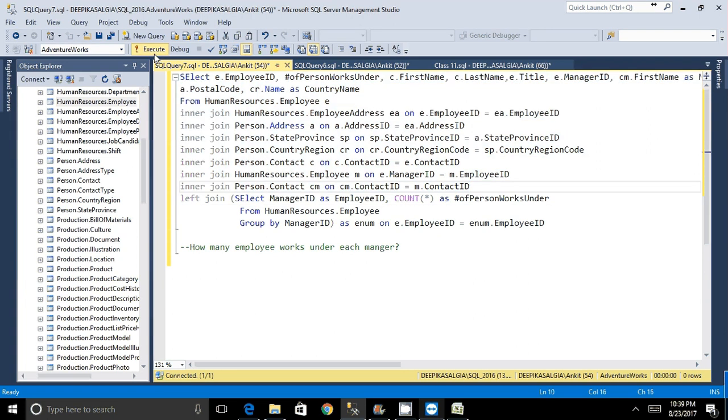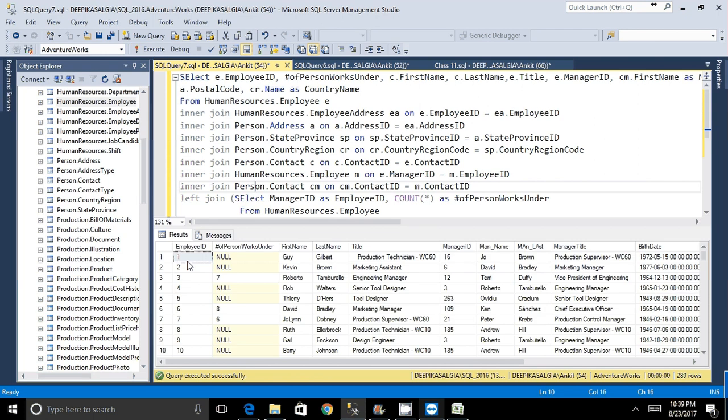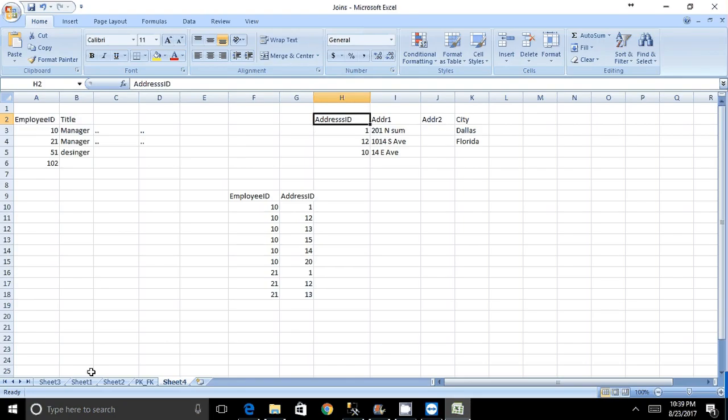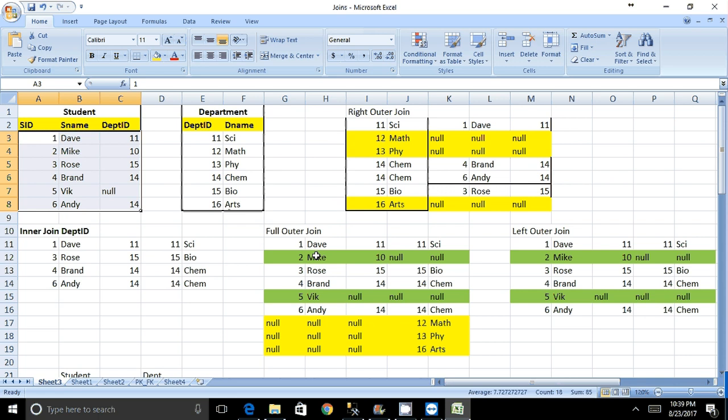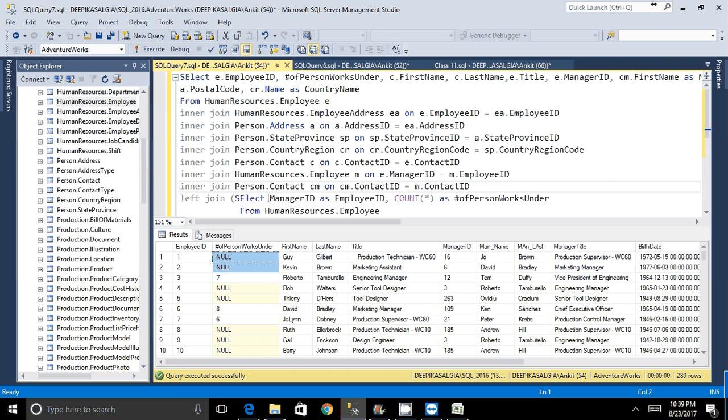So now if you run the query, you're getting employee ID 1, 2, 3, 4, 5, 6, everything. Where you don't have anything, you're going to get the null. That's the same concept that we learned in the sheet 1. If you have a left table and a right table, and you need everything from the left table, you do a left outer join, and if it doesn't exist, you get the null. The same thing you're doing here. So that's what it is.